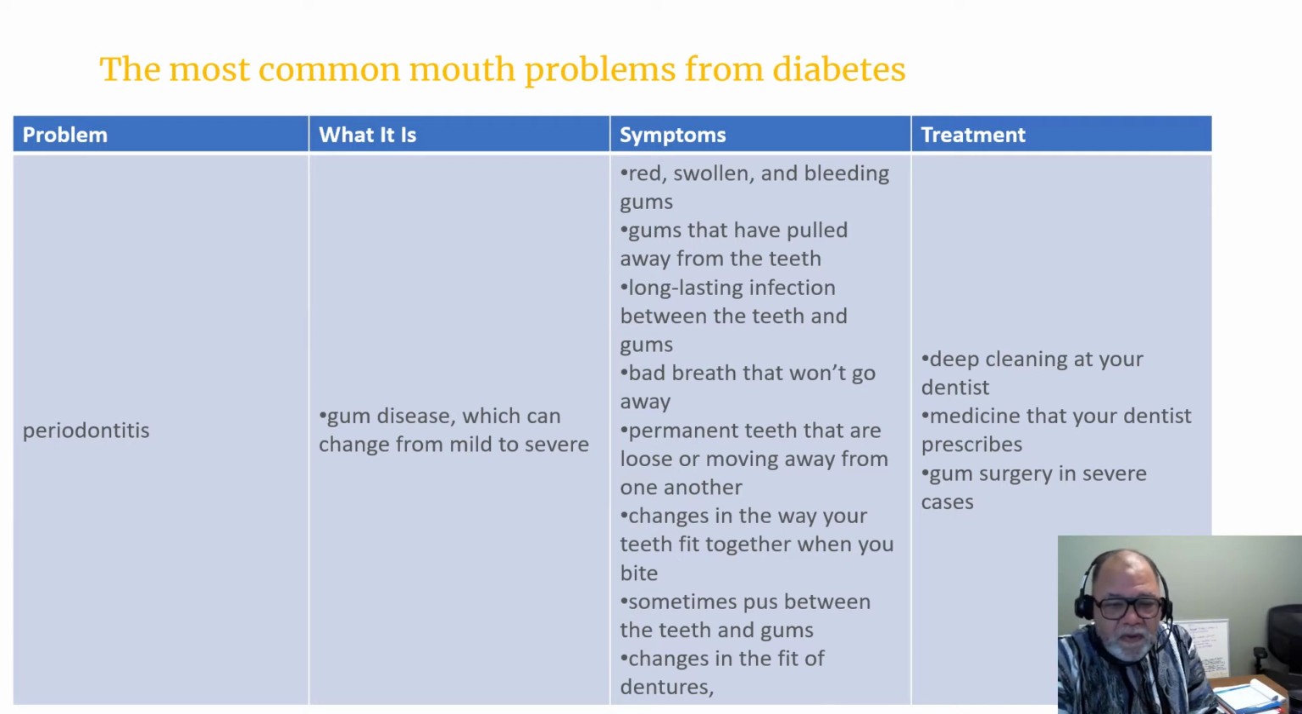Treatment for periodontitis would be deep cleaning at your dentist, medicine that your dentist prescribes, gum surgery in severe cases. Also, management of your diabetes is very important.